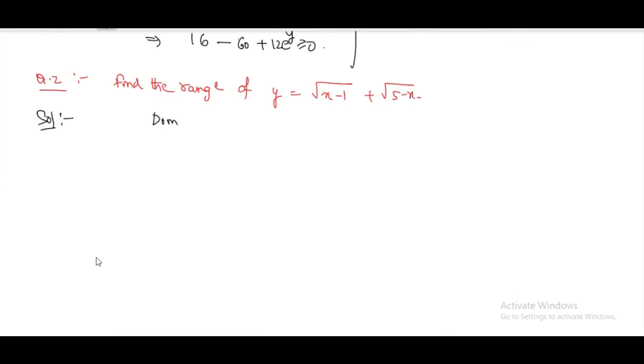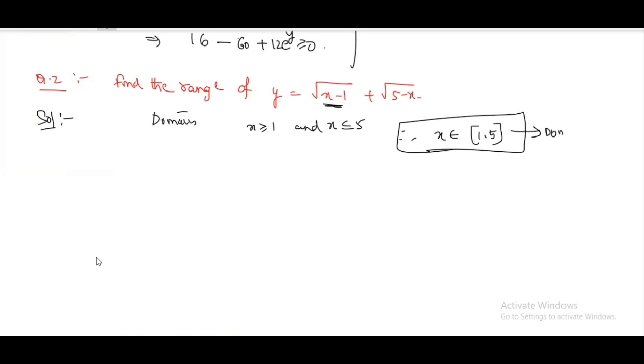So it is defined for x greater than or equal to 1 and for x less than or equal to 5. So that means x belongs to the closed interval 1 to 5, that is the domain, correct? If you draw on the number line, you will get 1, 5. They told very clearly it is greater than or equal to 1, less than or equal to 5. So this is the area where its domain lies.